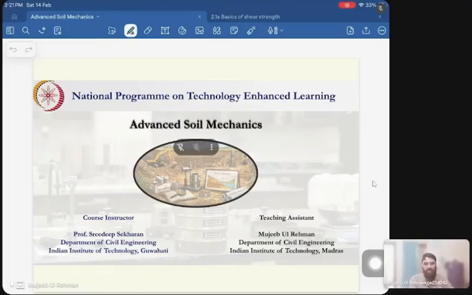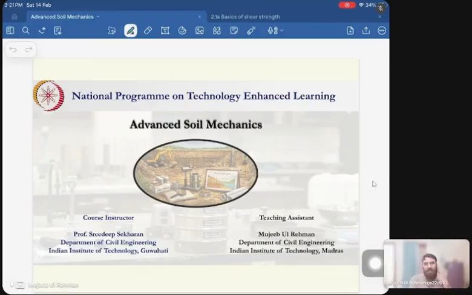I am Mujibur Rahman, and I will be taking session 4 of the advanced soil mechanics problem solving sessions. This course is being taught by Professor Srideep Sekran from the Department of Civil Engineering, IIT Guwahati, and I am from the Department of Civil Engineering, IIT Madras.